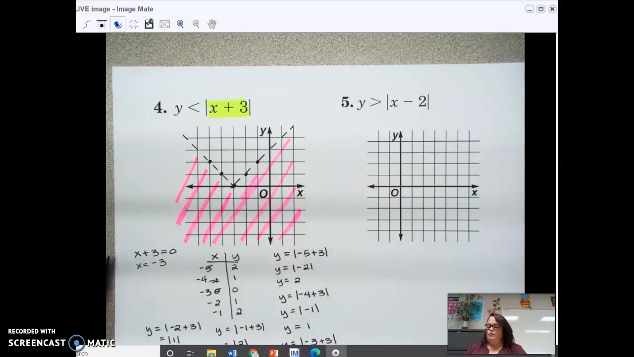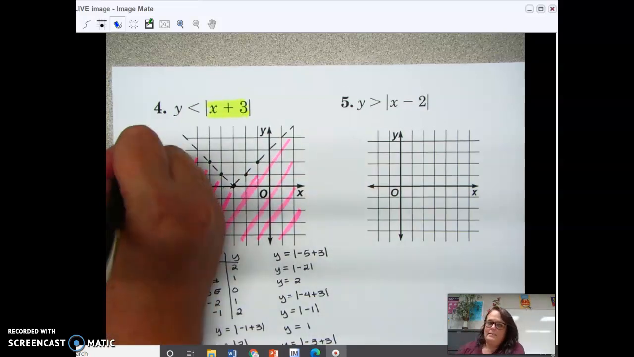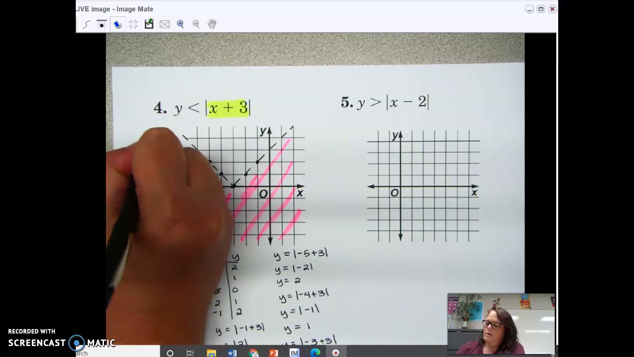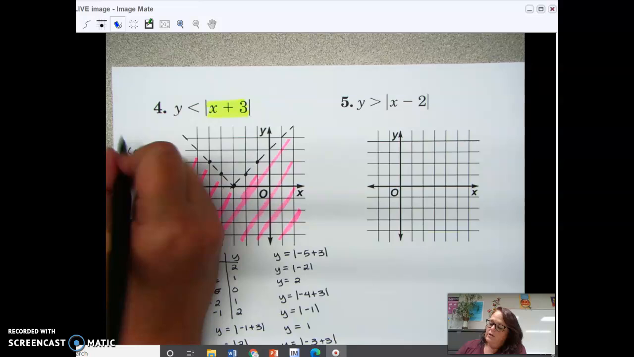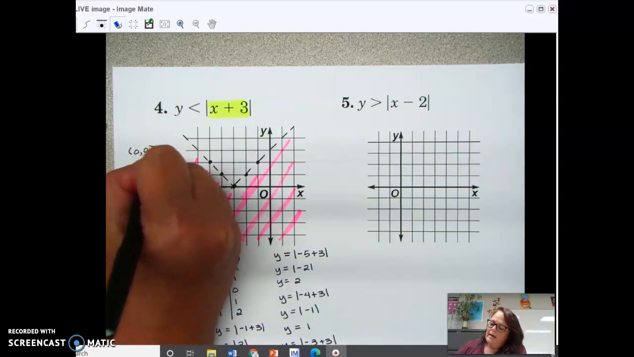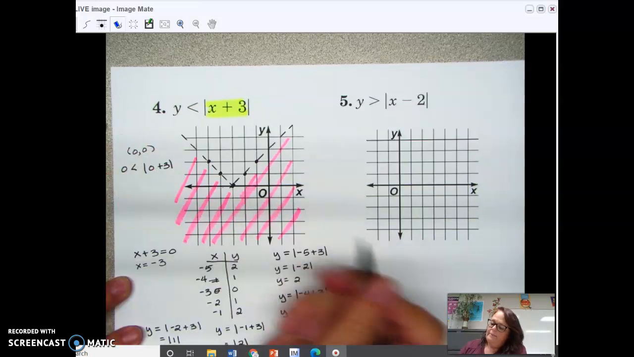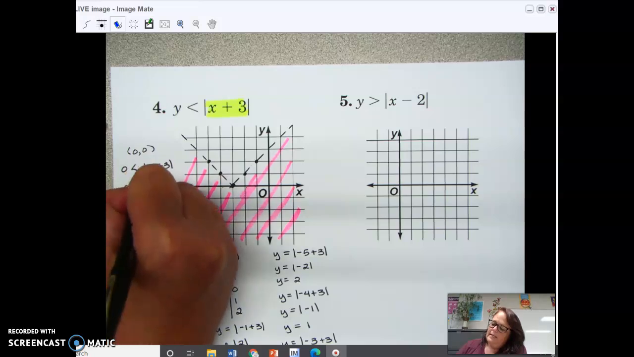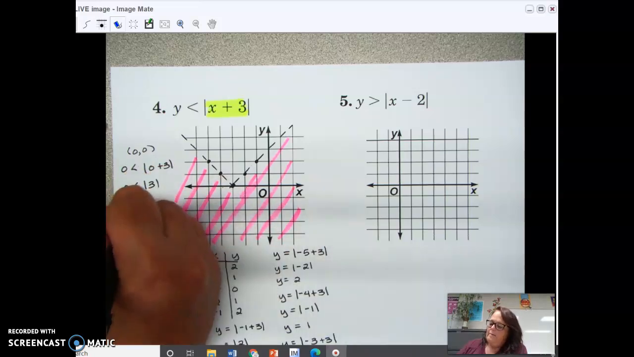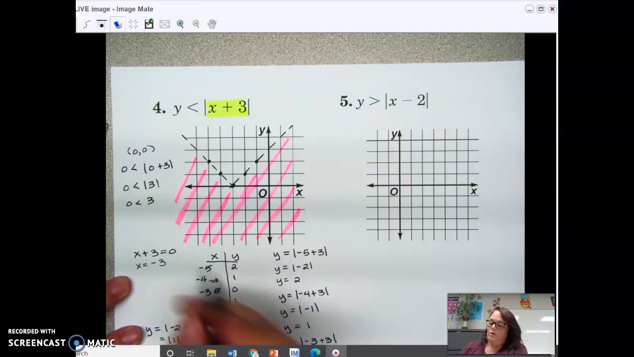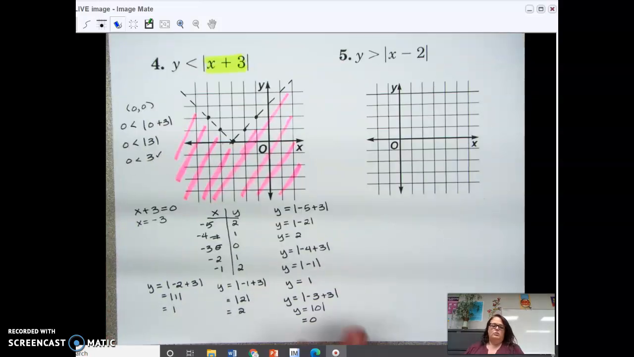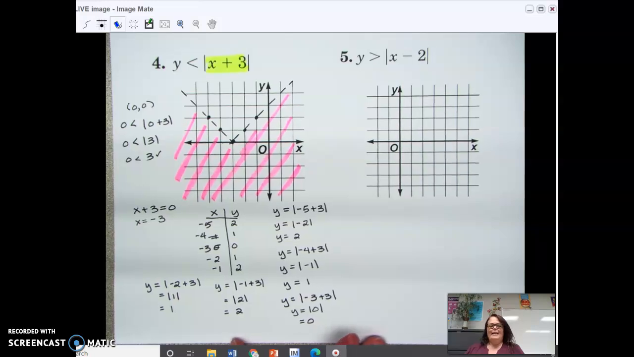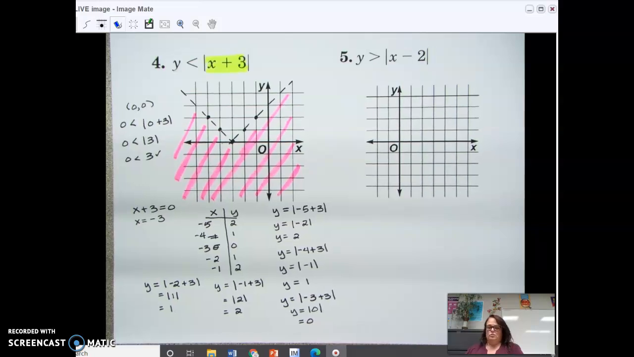Okay? And if you don't believe me, we can test 0, 0 and see if it works. And it should because it's in the shaded region. So is 0 less than the absolute value of 0 plus 3? So is 0 less than the absolute value of 3? So I would agree that 0 is less than 3, so it should be in the shaded region. So now that you've seen that one, again, pause the video and see if you can try number 5.